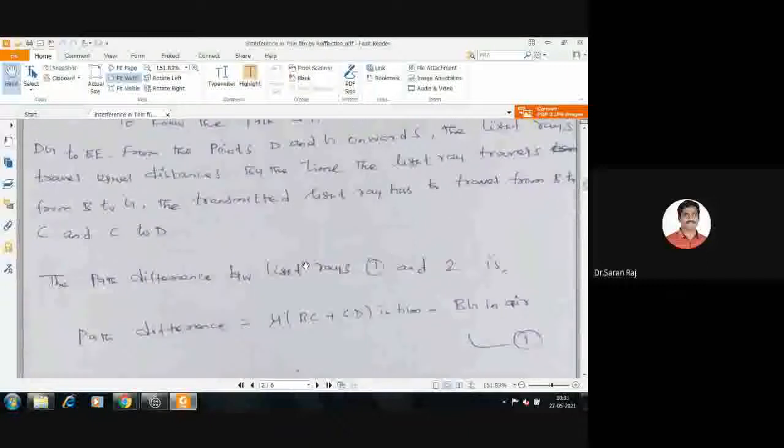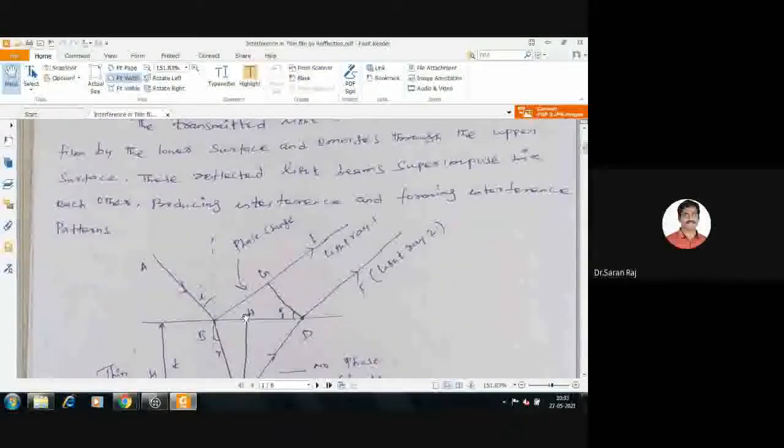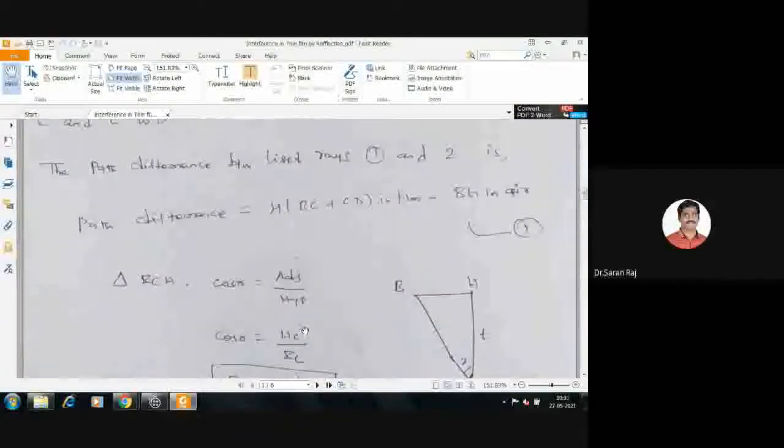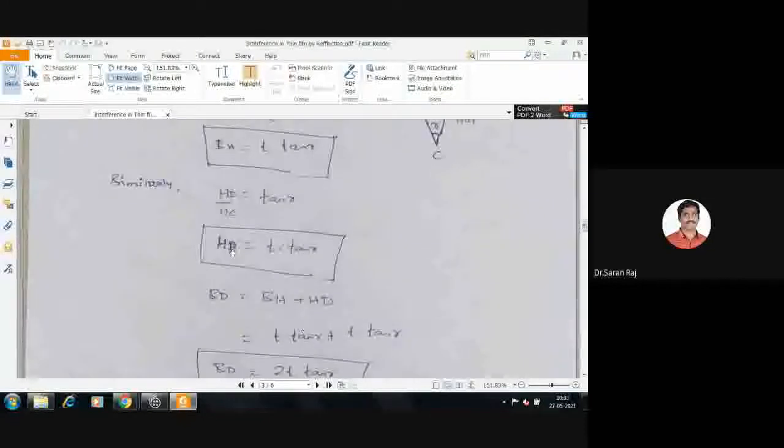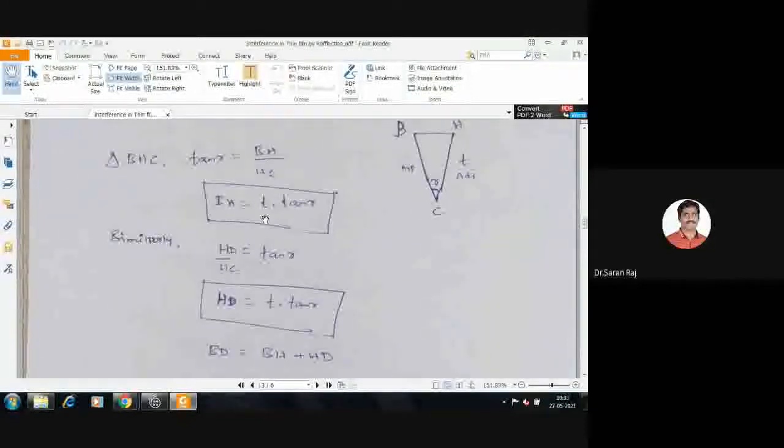Next, go to another triangle. Just look at this diagram. You found the BH value. Next you can find the HD value, which we can calculate in a similar way. You can write tan R equals HD by HC, where HD is the opposite side. In this triangle, this is point D. So tan R equals HD divided by HC. In this equation, I want only the HD value. So HD equals the HC value, and the distance HC is T. So the HD value is T into tan R.